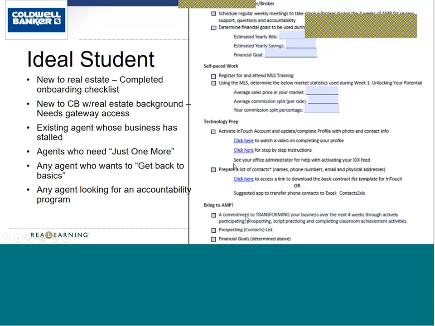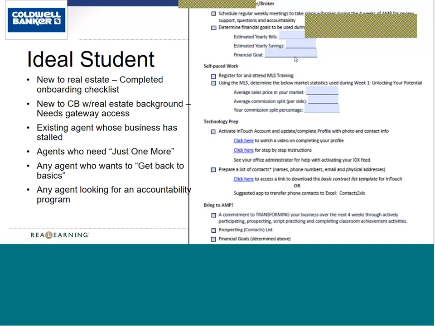So in addition to bringing a list of contacts, this is what we're asking of you. I want you to look at these fields highlighted in blue, and they can just type in them. We're asking them to come knowing how much their estimated yearly bills are and their goal for their yearly savings, which combined make their financial goals. So if my estimated bills every year are going to be $75,000 and then I want to save $25,000, my financial goal is going to be $100,000.